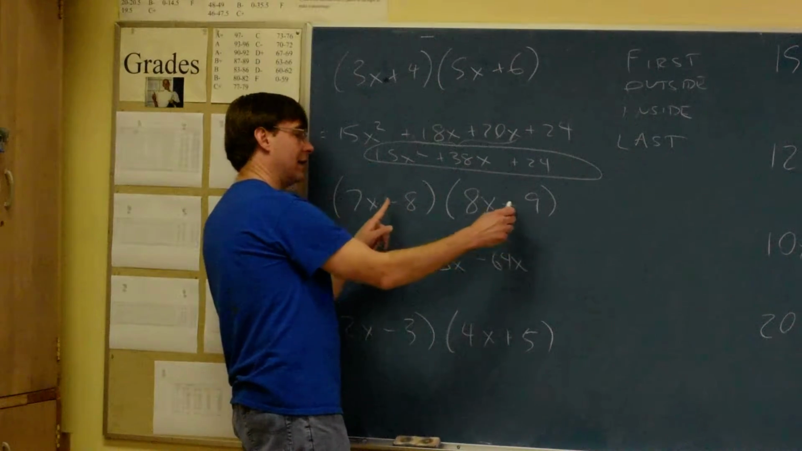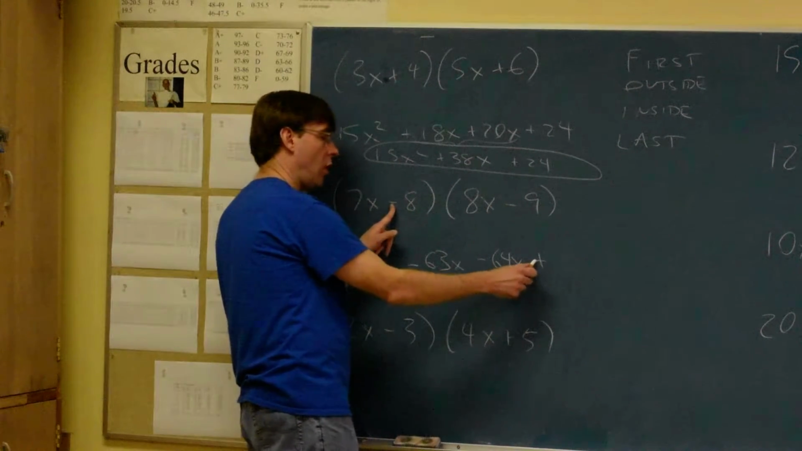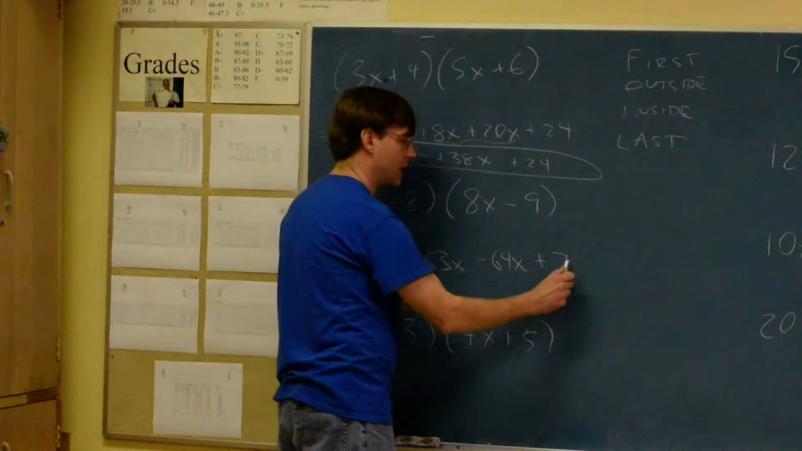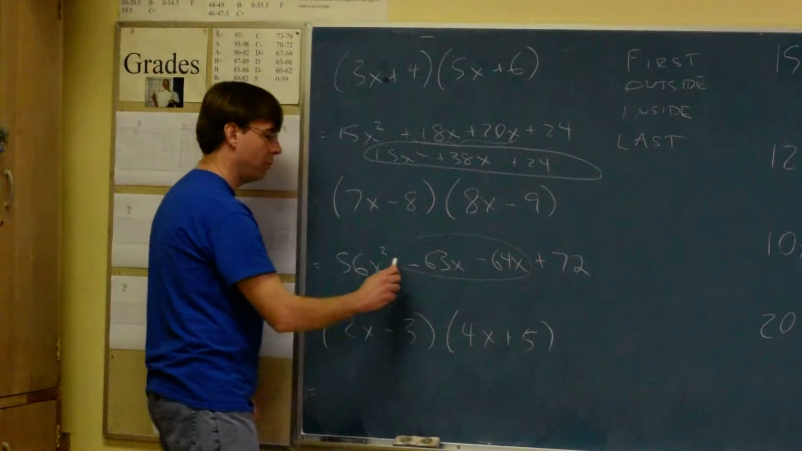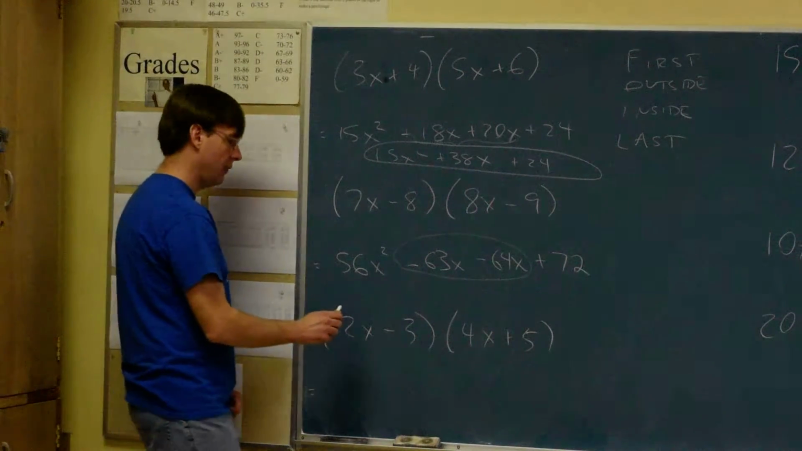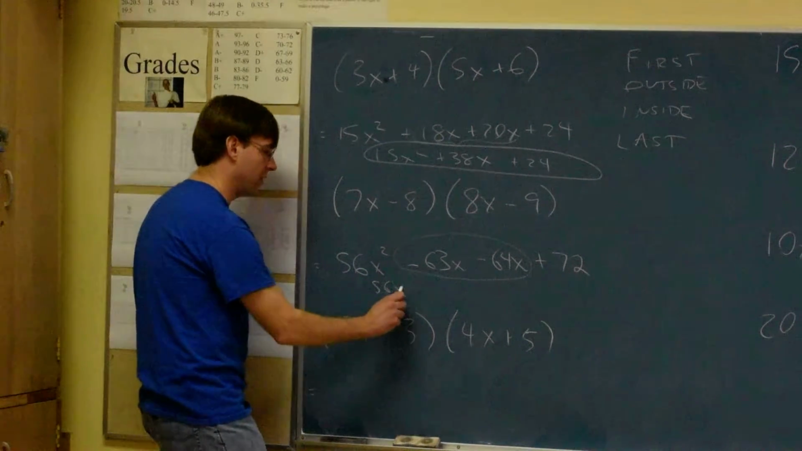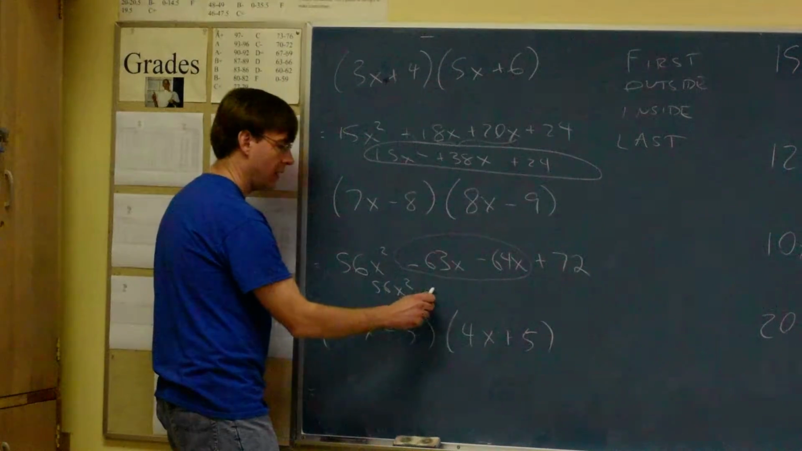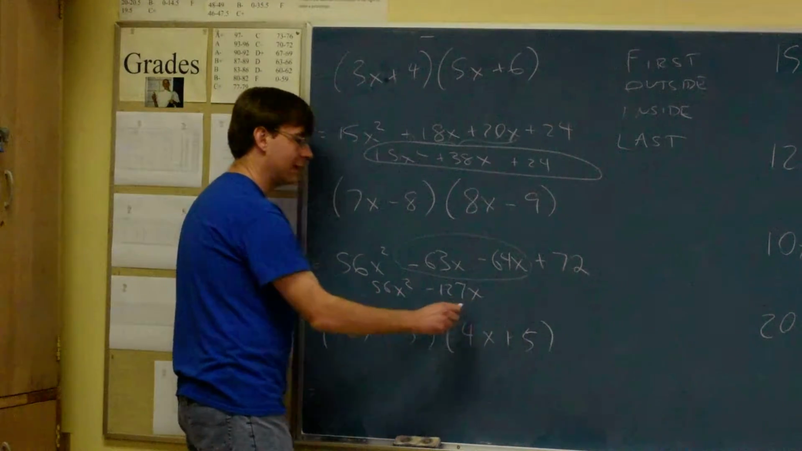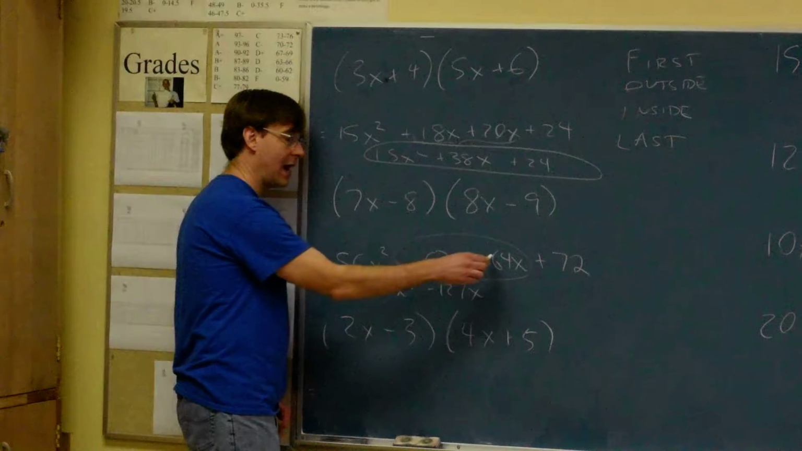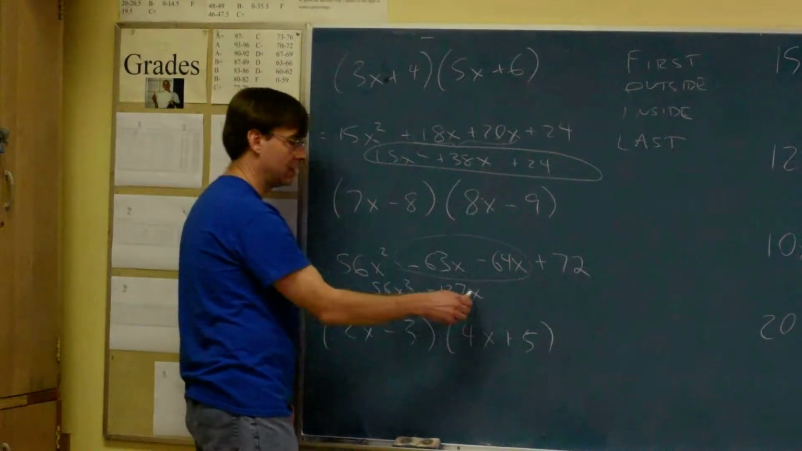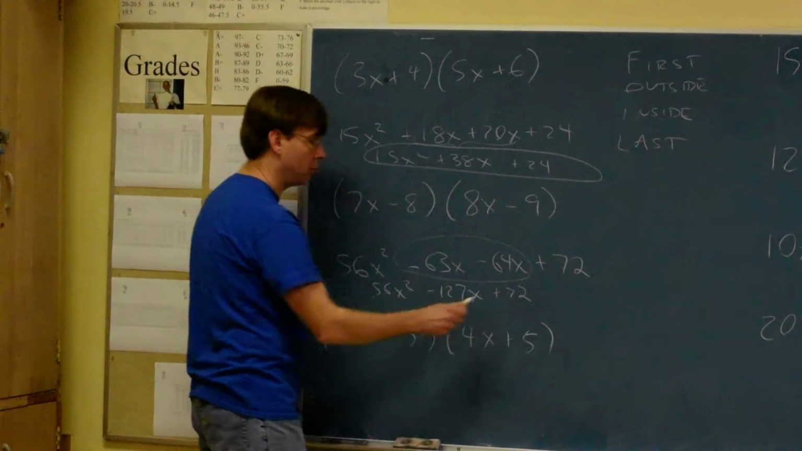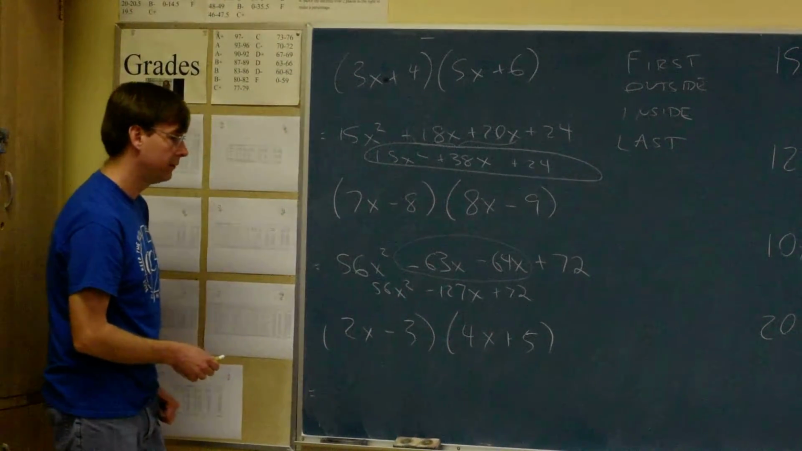And then at the ends, negative times negative is positive. 8 times 9 is 72. There's always going to be these two in the middle that can go together. So my best answer here would be 56x squared still, minus 127x. A negative adding a negative makes a negative, and we add those together to get 127. Plus the 72 is still there.